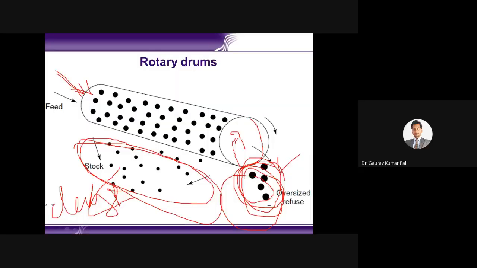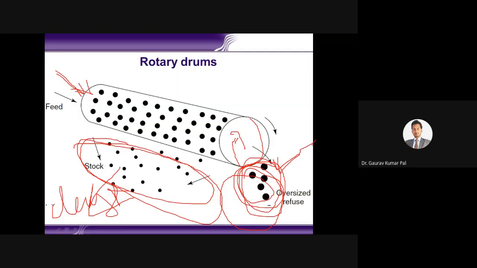Okay, that is our material which we are going to clean. That is our dust. It could be dust or any other contaminants. Okay, this is your desirable product which you are looking for. So this is the rotary drum, how you can use it.